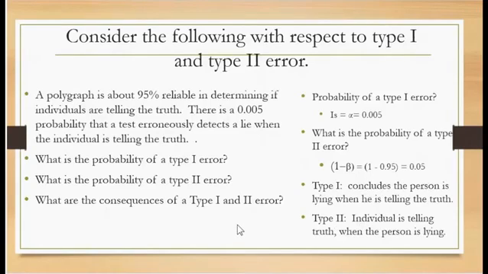So what are the consequences of a type 1 or a type 2 error? Well, type 1 is going to conclude that the person is lying when he's really telling the truth, which wouldn't be good. And a type 2 error is going to conclude that the individual is telling the truth when the person is actually lying. So neither are good.